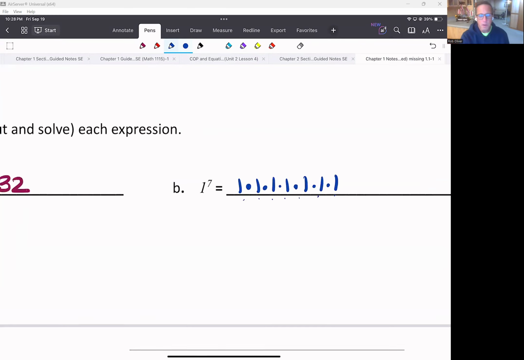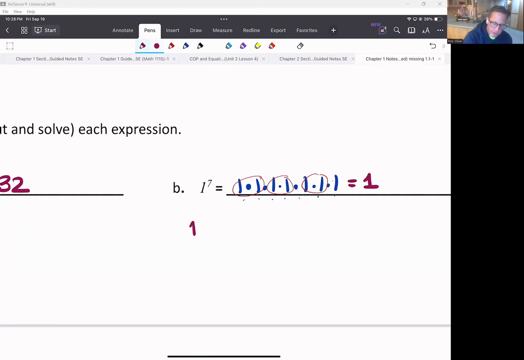And 1 times 1, guess what? 1 times 1 is 1. This is 1. That's 1. Anything times 1 is going to be 1 or itself. In this case, all we're doing is multiplying 1. So the answer is just 1.